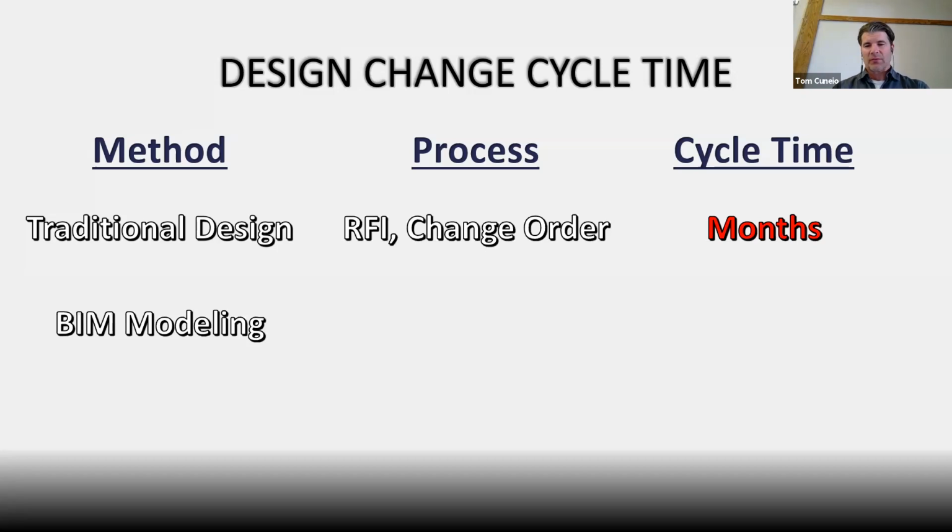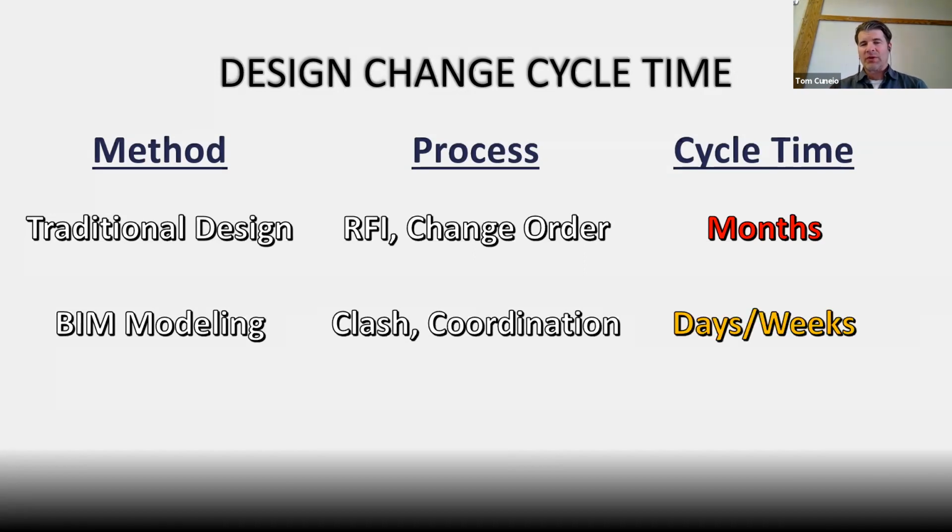The current state, which exists in various forms, but let's say we're in the BIM world now. The method is BIM modeling. The process of handling changes is clash detection, coordination. It's a great improvement over the RFI and change order process, and it's really reduced our cycle time. This is the return on the type of construction tech that's being used today. We can do this now in days and weeks. What we're exploring and what I think we're bringing into the market now is automated modeling.